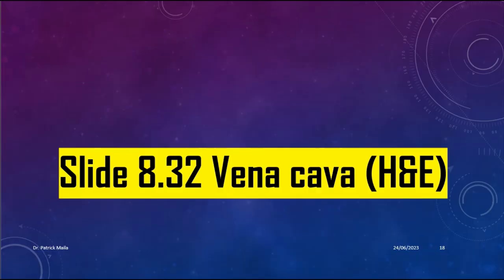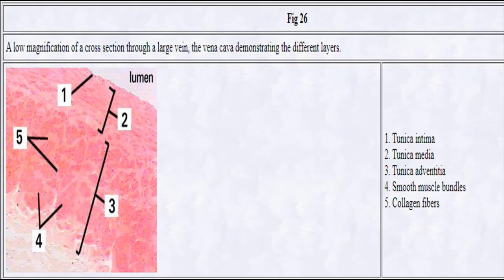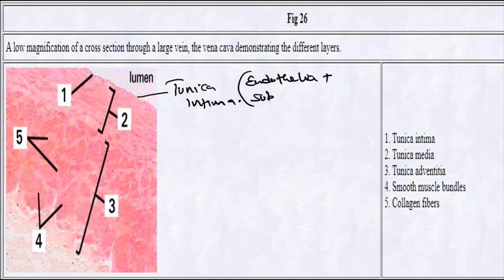Now let's look at slide 8.32, which is the vena cava. The vena cava, as we've already established, is made up of the tunica intima. The tunica intima is just the endothelium. So it's made up of the endothelium, which is simple squamous epithelium, plus the subendothelial layer, meaning a layer that is just beneath the endothelium.